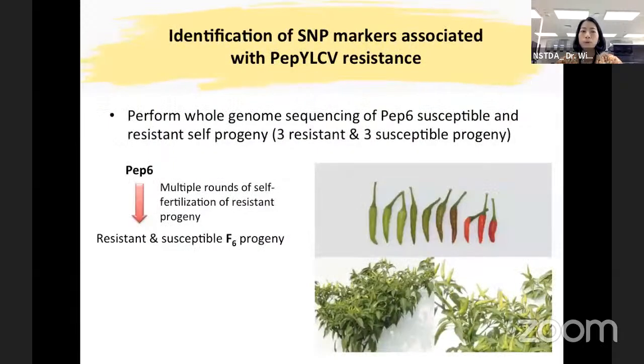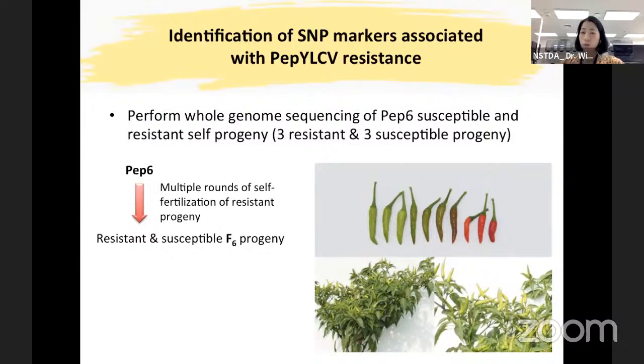So what we propose as a method of identification of SNP markers that are linked to the PepYLCV resistance, as I mentioned earlier, we have developed an inbred line PEP6, which has been through multiple rounds of self-fertilizations. But the strange thing about this is that no matter how many self-fertilizations you've gone through, it always segregates resistant and susceptible progeny. And now we have the F6 progeny, both susceptible phenotype and resistant phenotype. So what we propose to do is that we take both of these progenies, which presumably have pretty much the same background, except where the resistant loci are.